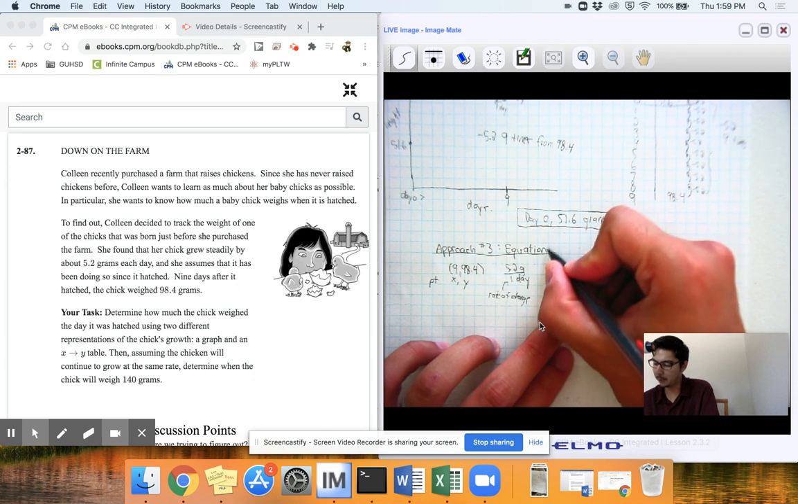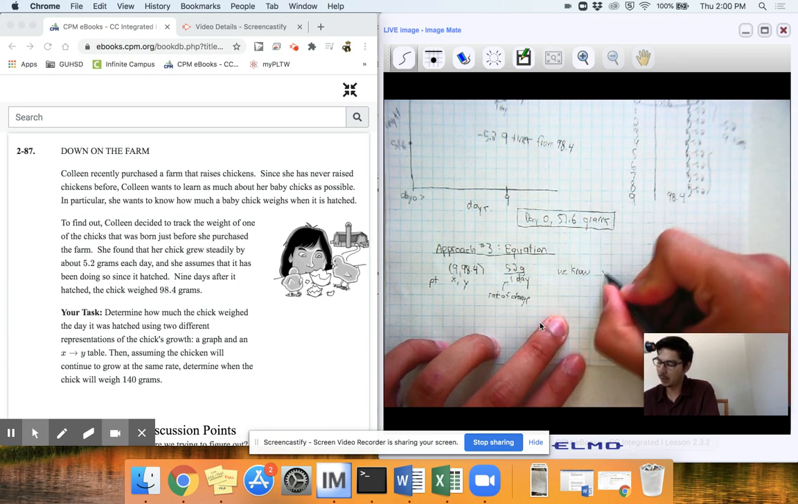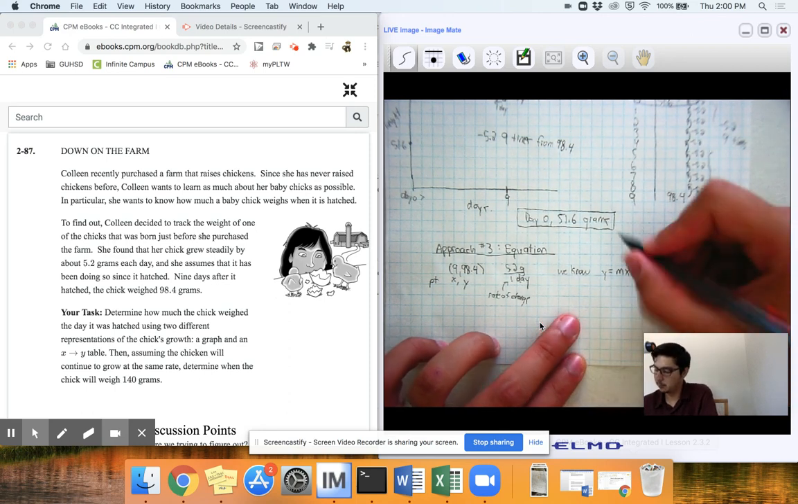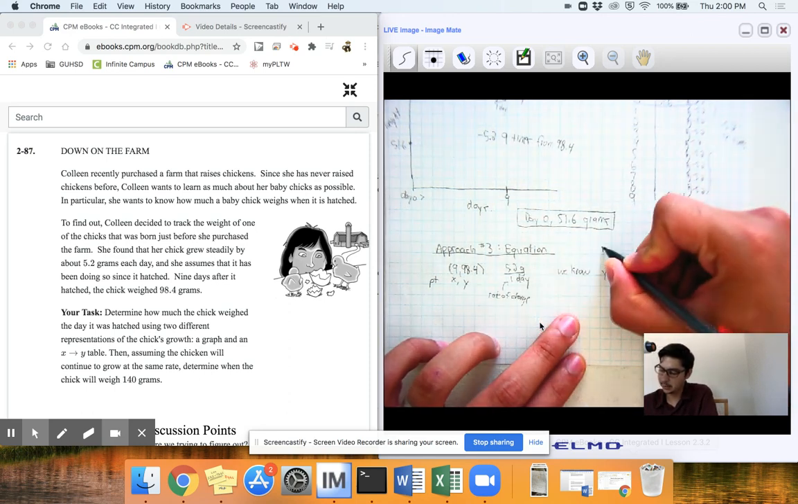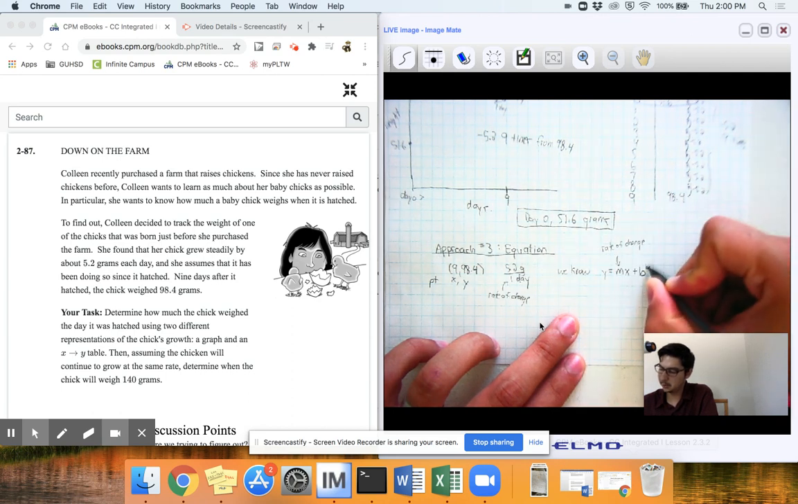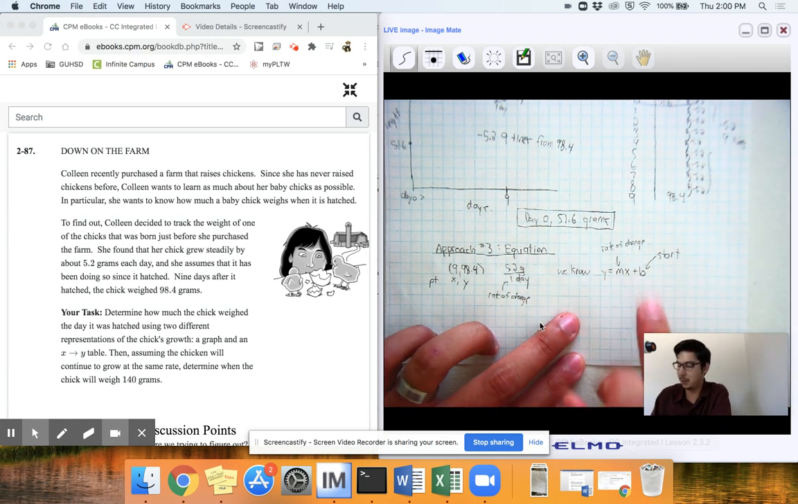So when we write our equations, what we know is that the equation is y equals mx plus b, where, remember, what's the m? The m was the rate of change, and the b was the start. But we don't know the start here. So in fact, in this problem, we want to find the b.